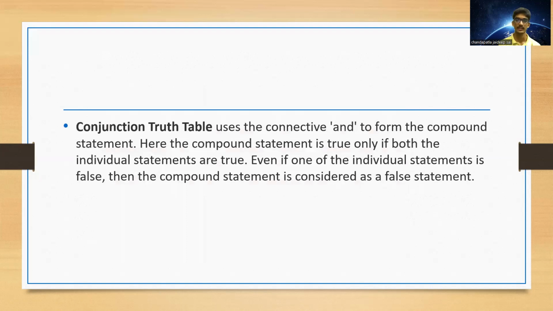Next, the conjunction truth table uses the connective AND to form the compound statement. Here the compound statement is true only if both the individual statements are true. Even if one of the individual statements is false, then the compound statement is considered a false statement. So to form the conjunction truth table, we are using the word AND to form the compound statement. Here the compound statement is true only if both the individual statements are true.